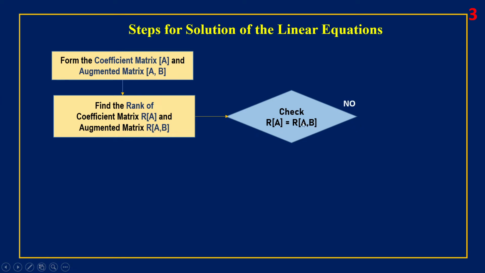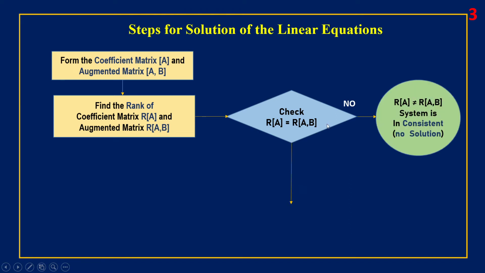If rank of A is not equal to rank of AB, that is, the rank of the coefficient matrix is not equal to the rank of the augmented matrix, this is the condition: the system is inconsistent. Inconsistent means there is no solution. We cannot find the solution for the given system in this condition. If rank of A is not equal to rank of AB, the system is inconsistent. There will be no solution.